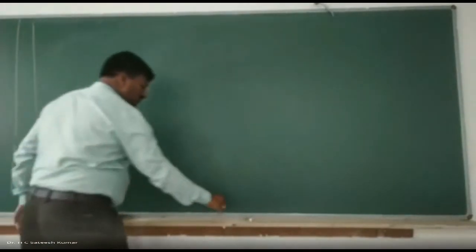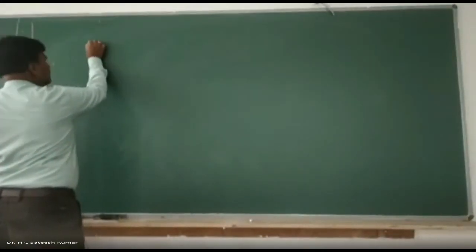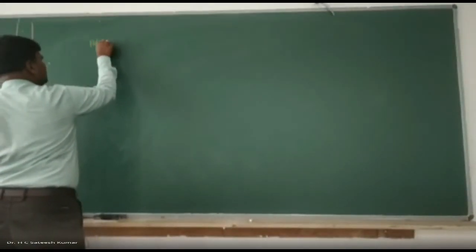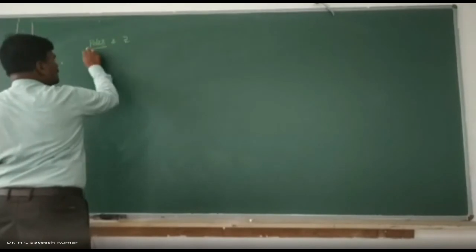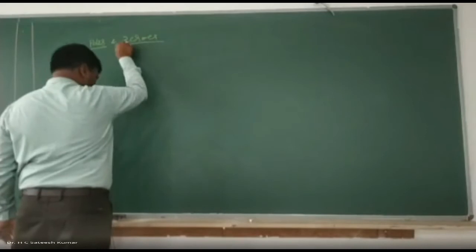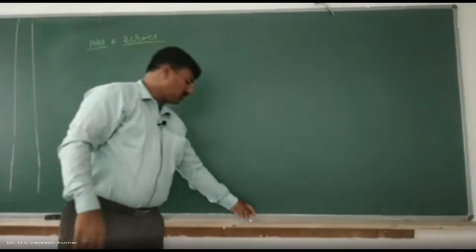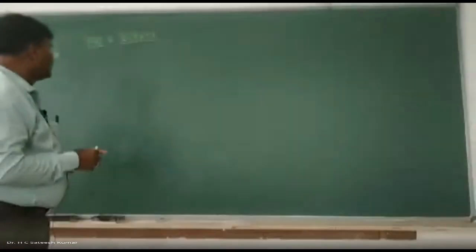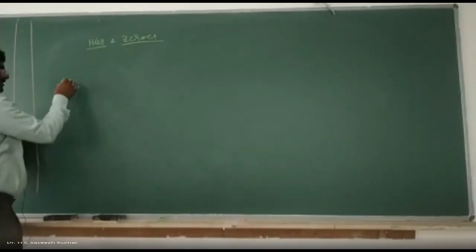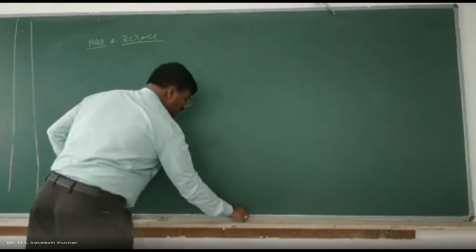Now let us understand what are poles and zeros. Already you might know it from control systems. Poles, P-O-L-E-S, and zeros. What are poles and zeros? Very simple one. Let us take one example, then I will come to the definition of it, otherwise it may be confusing for you.